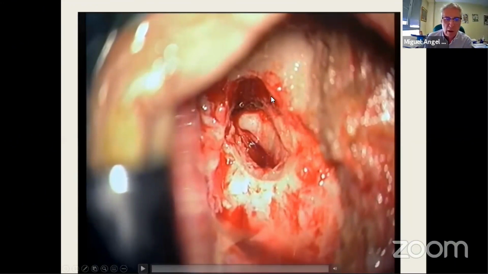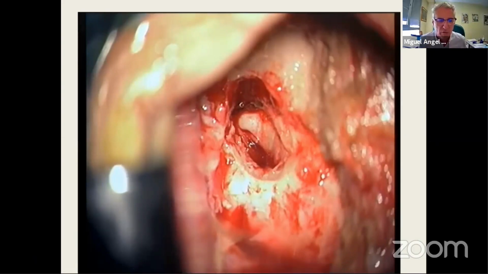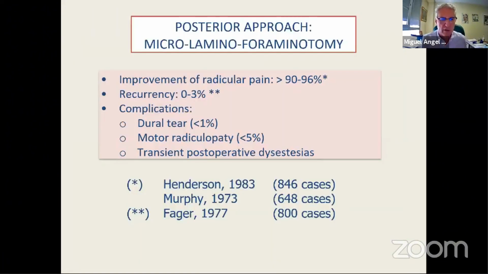This is the surgical technique by means of this small opening that can be done by means of microsurgery or endoscopy. I usually do that by microsurgery. This is the summary of the publication, usually pointing out a very good improvement in the radicular pain.